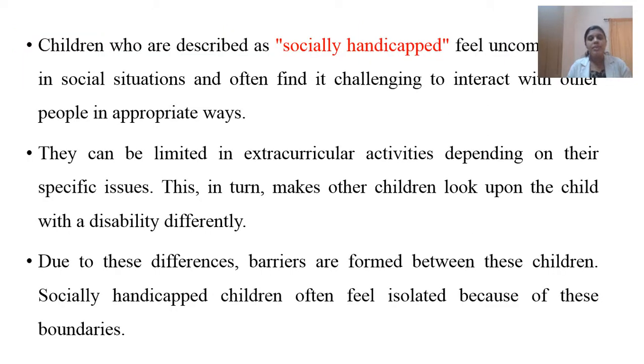Then, the child who is described as a socially handicapped child may feel very uncomfortable in certain social situations, and it will be very difficult for them to interact with other children in a normal way. They can be limited in their extracurricular activities depending upon their specific issues. Because of this, the other children will look upon this particular child as having a disability. Due to these differences, certain kinds of barriers usually develop between the normal child and the socially handicapped child, and because of that, these children usually feel isolated from the normal children.